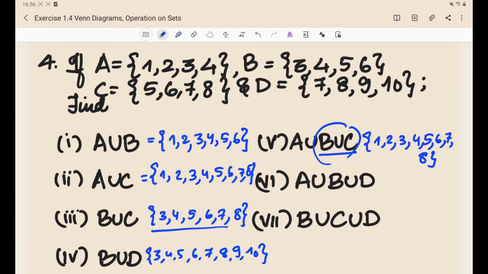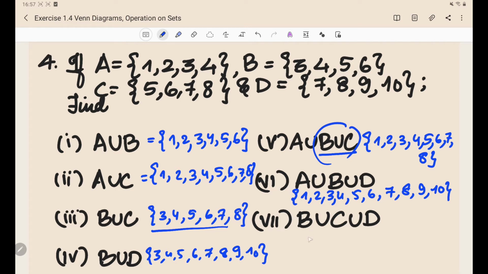Okay. So now what is A union B union D? A union B, I already know: 1, 2, 3, 4, 5, 6. And if you take the union with D, what are the elements? The complete set: 1, 2, 3, 4, 5, 6, or 7, 8, 9, 10. So all the elements are used. That is A union B union D.